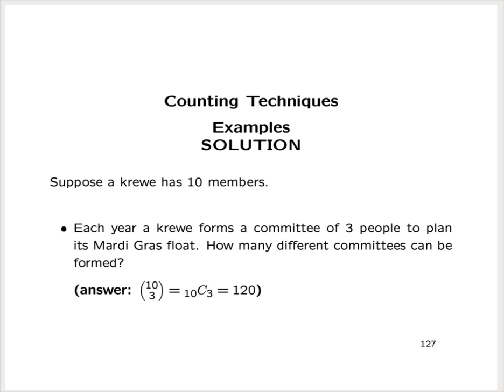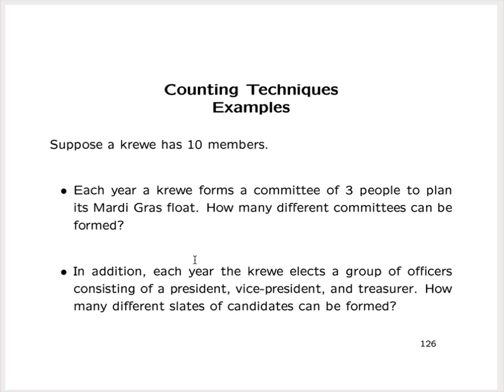All right, so let's look at this. Suppose that a crew has 10 members. Each year a crew forms a committee of 3 people to plan its Mardi Gras float. How many different committees can be formed? Well, in this question, there's no indication that order matters. The members don't have positions. It's just a group of 3 people. They're going to get together and plan the Mardi Gras float. That's what they're doing.